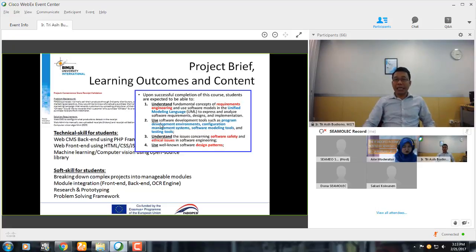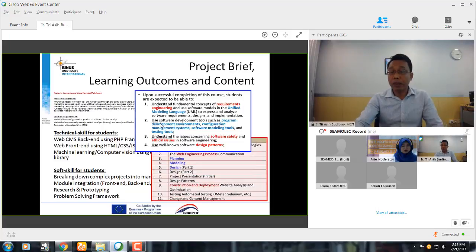These are mapped very well with what we call the intended learning outcomes of the course. Those 4 outcomes I highlighted in red and blue, for example, understand the requirement engineering of the software, and so on and so forth. It is also mapped very well with the content of the course. If you look at this table, it includes the web engineering process, planning, modeling, designing, constructing, and so on. So the project given by the company must match the learning outcomes and the content of the course.